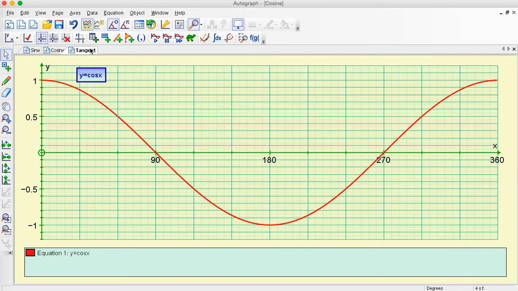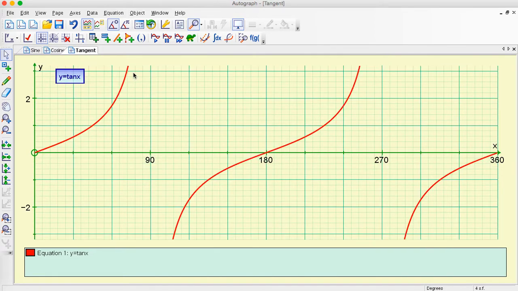And tan looks a bit different. Tan goes up, and this is an asymptote, it's never equal to 90. So it's positive from 0 to 90, the first quadrant. It's negative from 90 to 180. Becomes positive again from 180 to 270. And from 270 to 360, it's negative again.